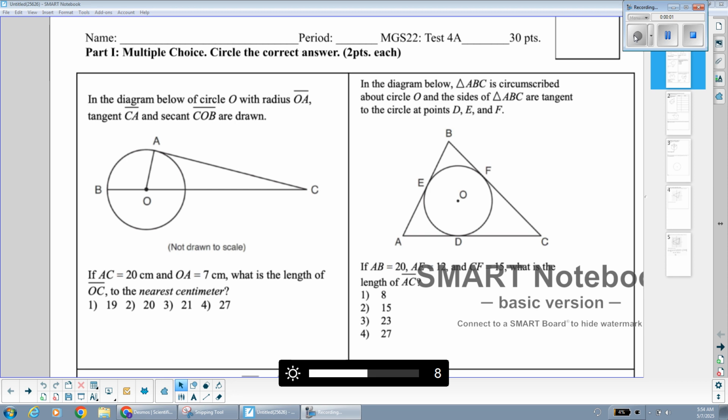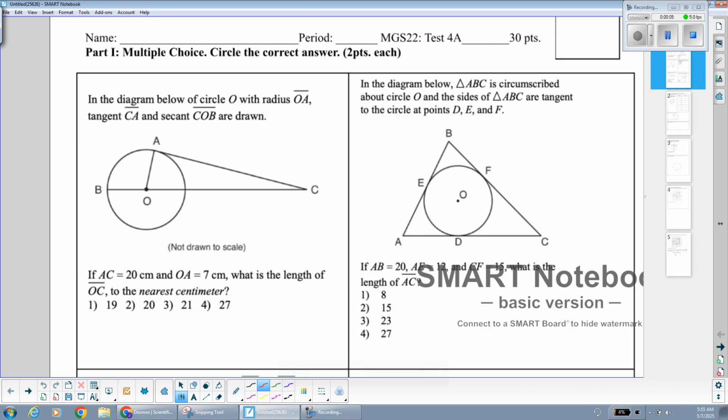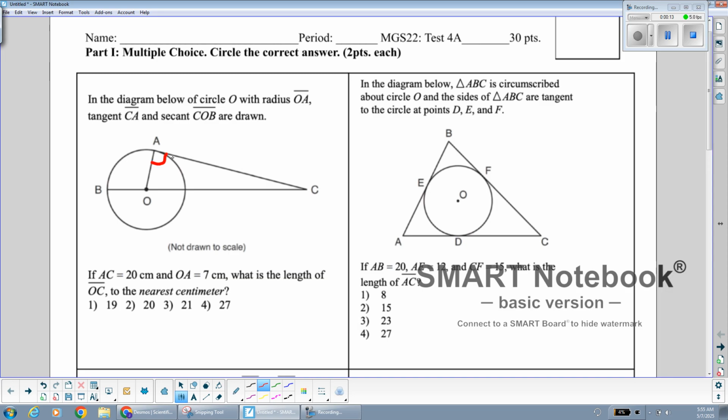In the first question, we have a tangent and a secant drawn to the circle. We know that when a tangent and a radius to the circle meet, they're perpendicular, meaning that they form a 90-degree angle. So what we have here is a right triangle. If AC is 20 and OA is 7, we need to find the length of OC.